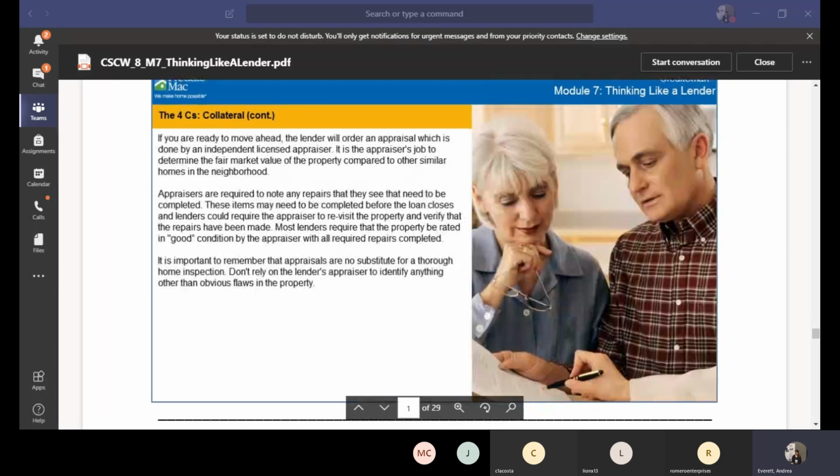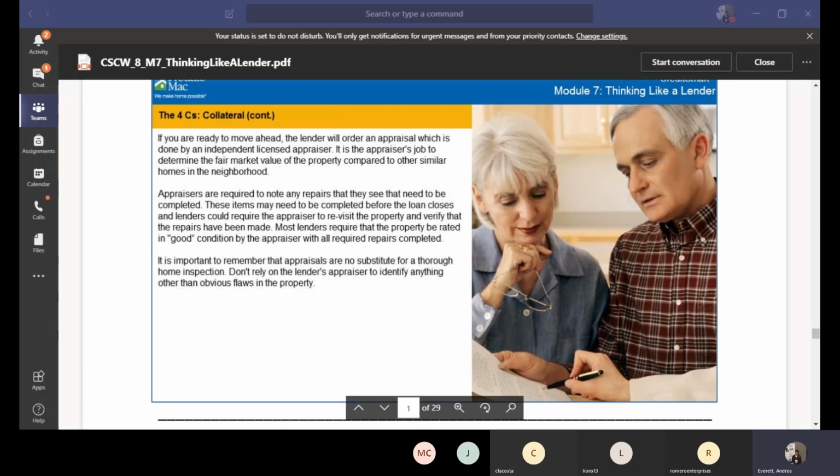So, continuing with collateral, if you're ready to move ahead, the lender will order an appraisal at that time. So after you get your inspection, they'll order the appraisal, which is done by an independent licensed appraiser. It is the appraiser's job to determine the fair market value. We talked about this. And the appraisers are required to note any repairs that they see that need to be completed. So after you get this appraisal, the bank may require you to do certain repairs to fund this type of loan. So you need to know if you have this within your budget to do that, okay?